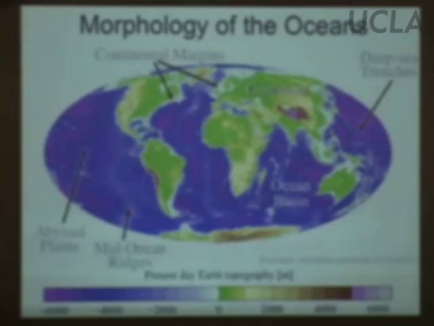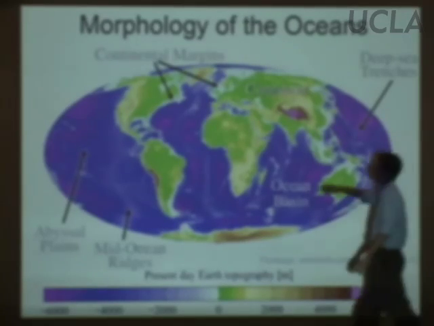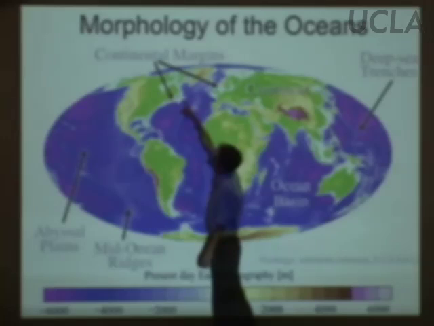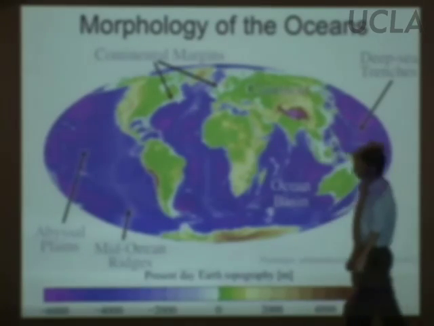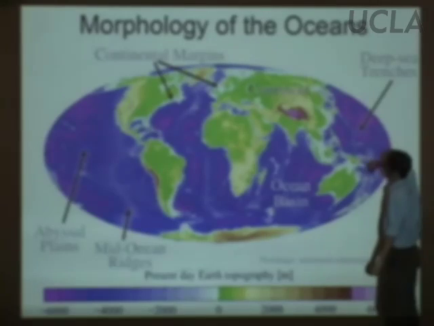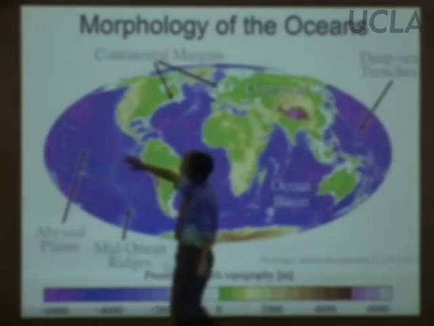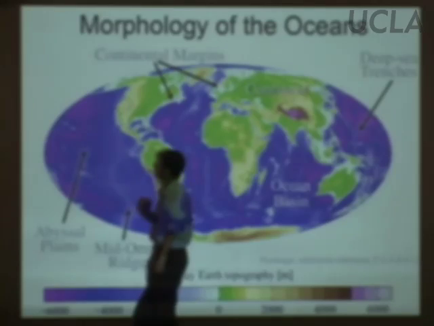And there are, of course, more details. So we've talked quite a bit about continental margins, in particular passive margins, like are typically found around the Atlantic Ocean, but also occur elsewhere. We've talked about abyssal plains, these broad, flat areas of the seafloor.